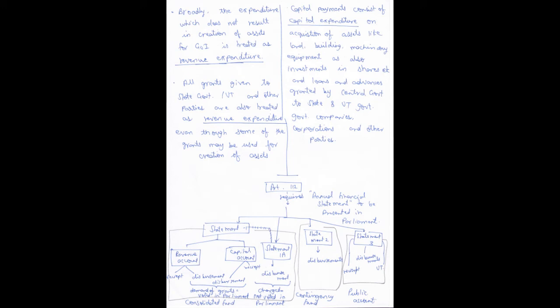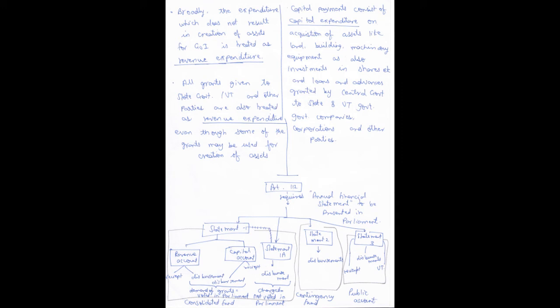Now let us see Article 112. It requires the annual financial statement to be presented in the Parliament. So statement 1 says revenue account and capital account. And in statement 1A, from the revenue account, receipts will be there and disbursements will be there. Similarly, for the capital account also, receipts and disbursements will be there.